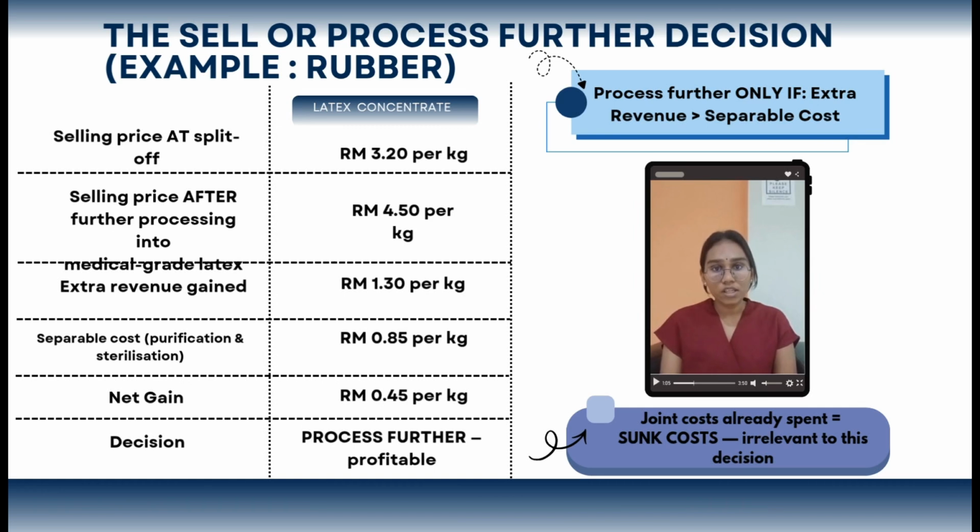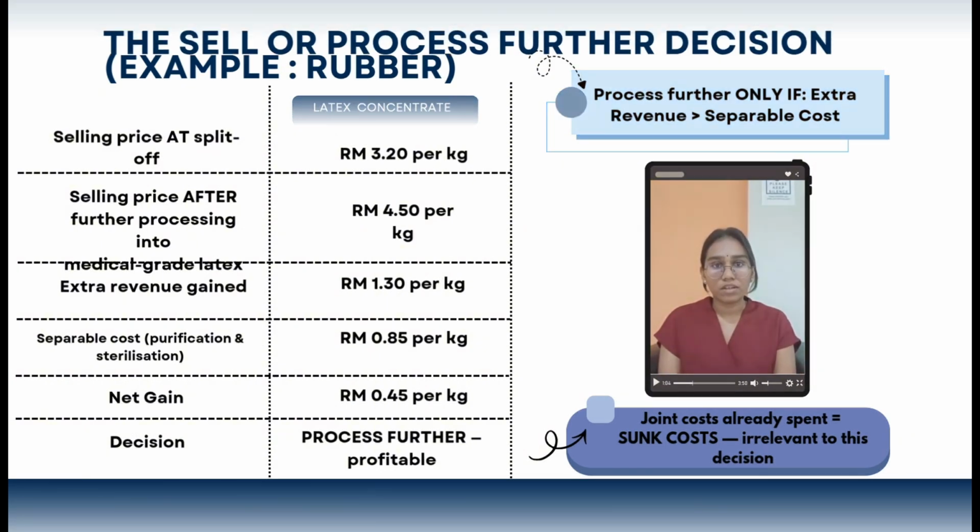Now, here's one really important accounting concept I want to highlight. See this note here on the right. The joint costs that we already spent before the split-off point, they are completely irrelevant to this decision. They are sunk costs. They are already gone. We cannot get them back. So we never look backwards. We only evaluate what happens after the split-off when making this call. That is a key principle in management accounting.